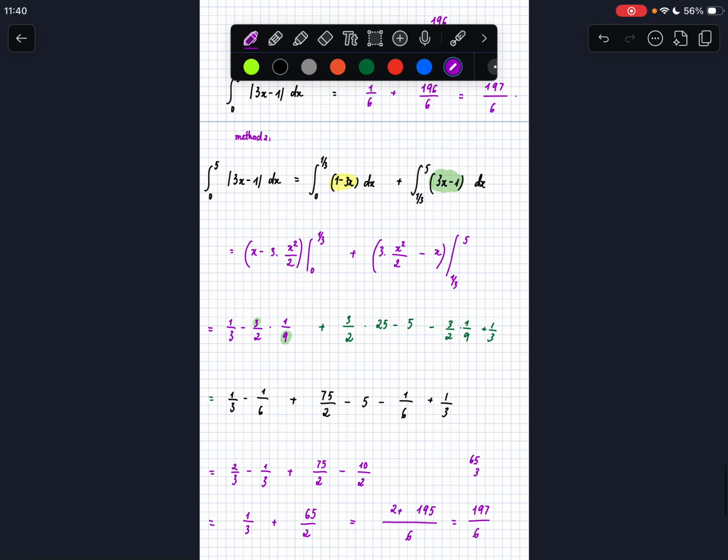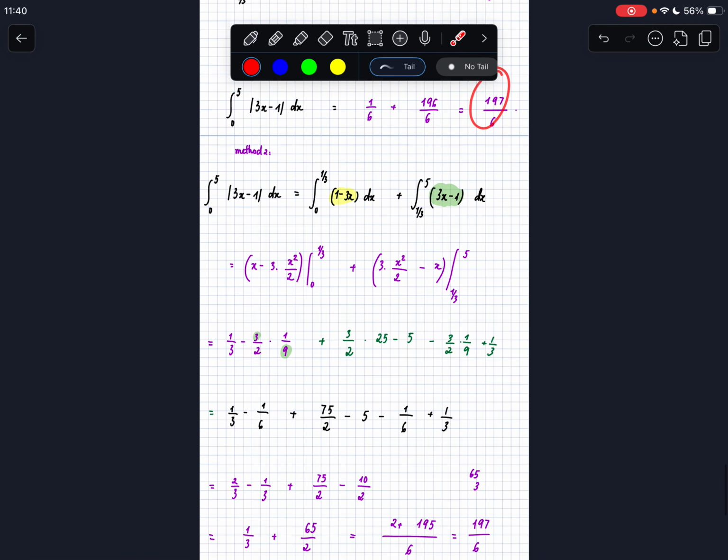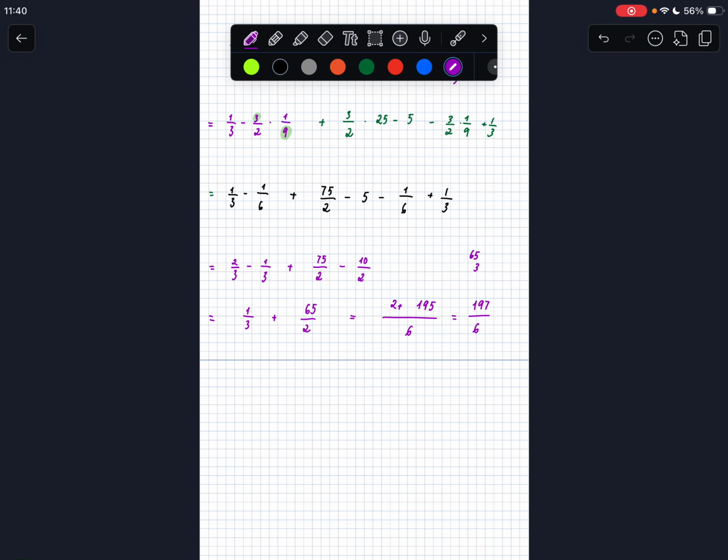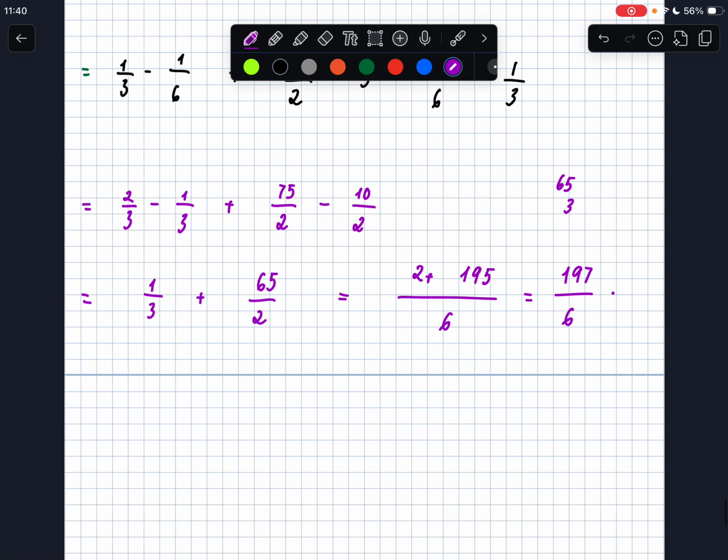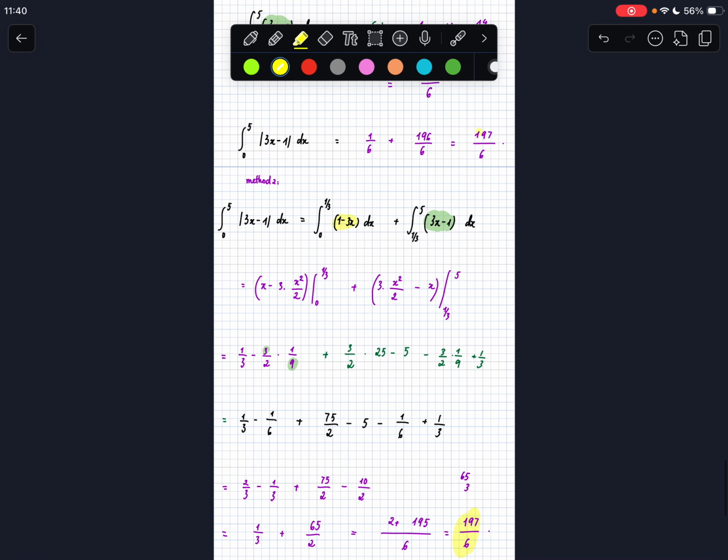So it is the same as the first method. You do either way. You should expect to have the answer 197/6, which is this integral.